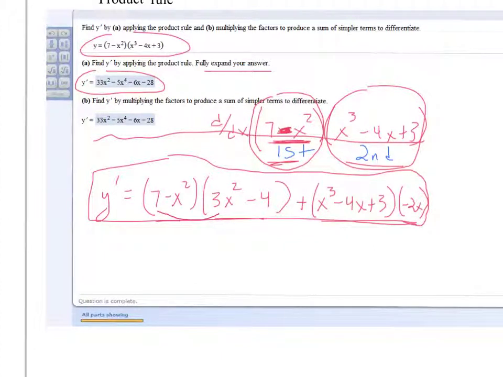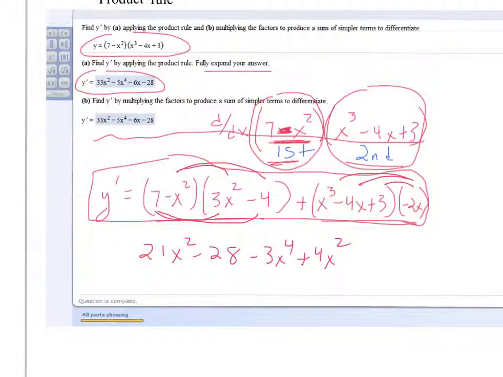So 7 times 3x squared is 21x squared. Outer makes negative 28. Inner makes negative 3x to the fourth. And last is positive 4x squared. Okay, and then, obviously you have to distribute that. So negative 2x to the fourth, and then positive 8x squared, and then negative 6x. Okay.